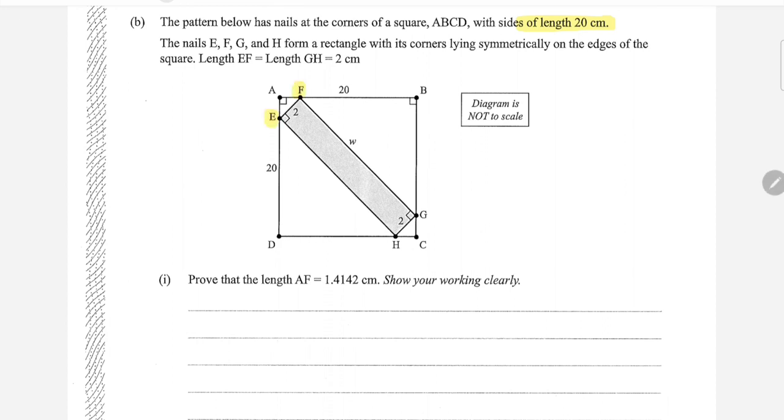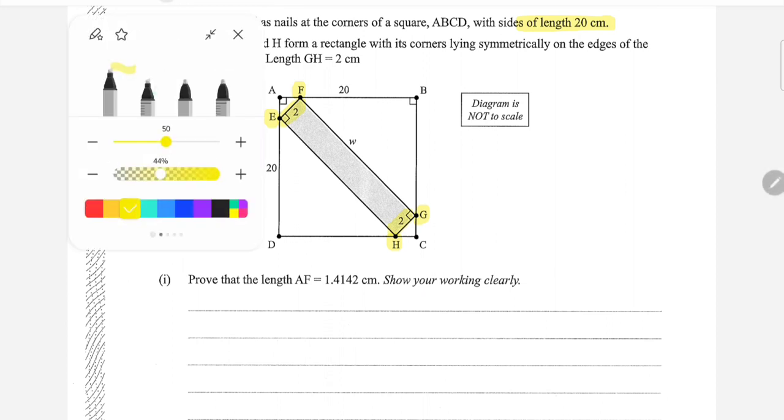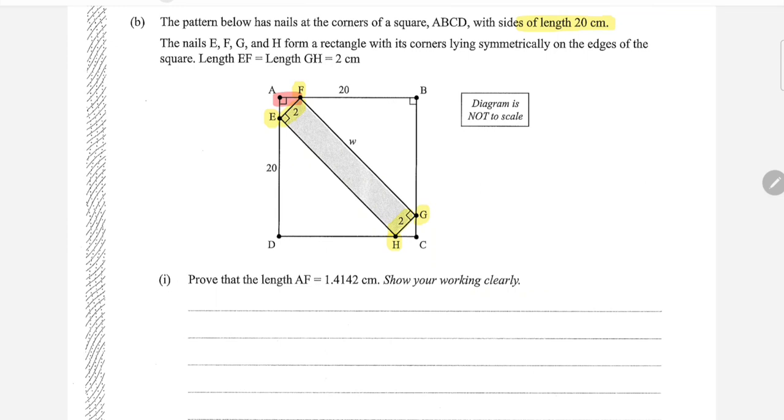So EFGH here, edges of the square, length EF and GH is 2 centimeters. So that is given to us as 2 centimeters. Prove that the length AF is here. Let's change the color. So AF is here. AF is equal to 1.4142 centimeters.